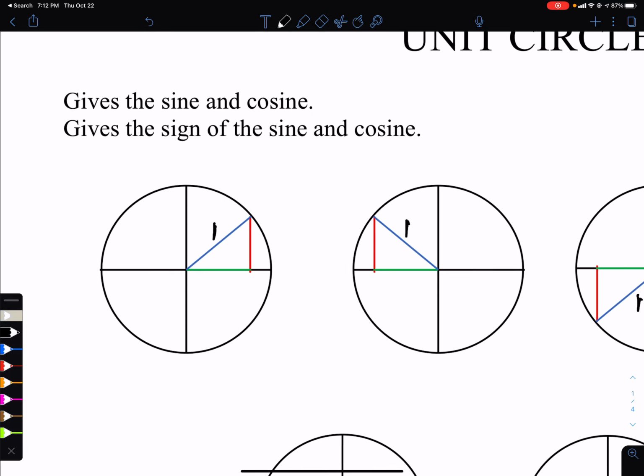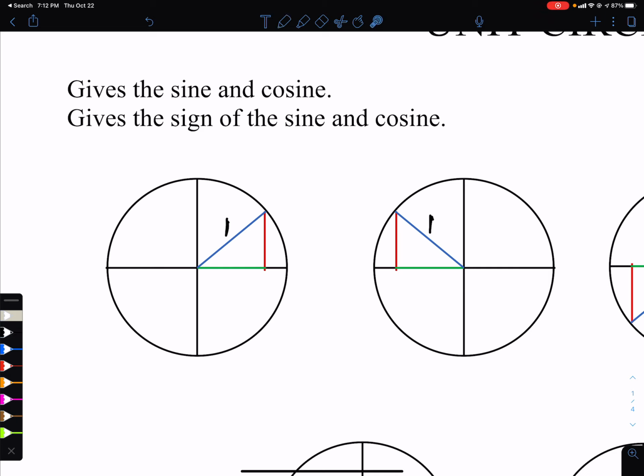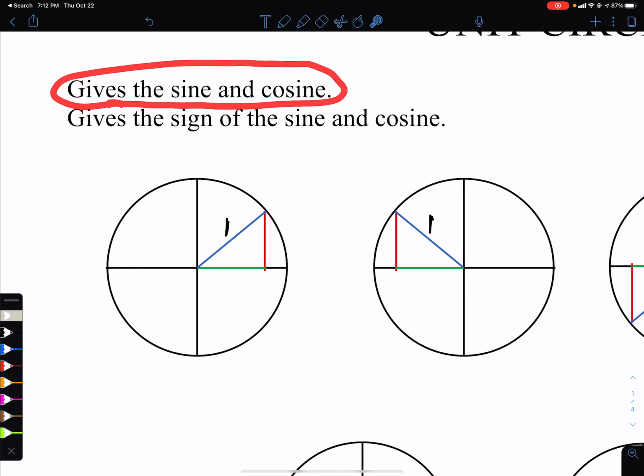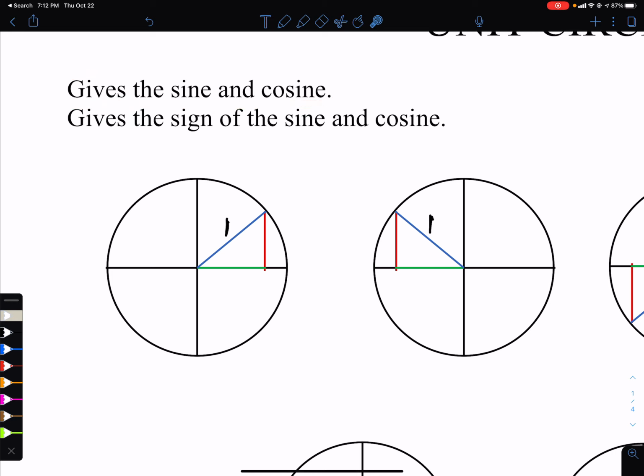And what are the key features? So here's what I want you to focus on. The unit circle actually gives you the sine and cosine. But how does that work? How do you get sine and cosine from that? Well, if you draw an angle, we'll call that angle theta, you produce a triangle, and it has an x component and a y component, or you can call it adjacent and opposite if you wish.